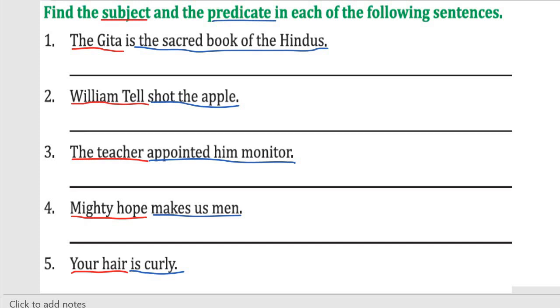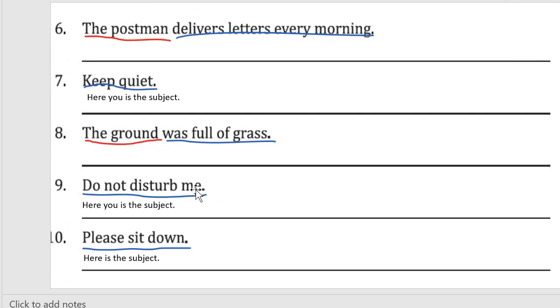The Gita is the sacred book of the Hindus. The Gita is the subject, is the sacred book of the Hindus is the predicate. William Tell is the subject, shot the apple is the predicate. The teacher is the subject, appointed him monitor is the predicate. Mighty hope is the subject, makes us men is the predicate. Your hair is the subject, is curly is the predicate. The postman is the subject, delivers letters every morning is the predicate.